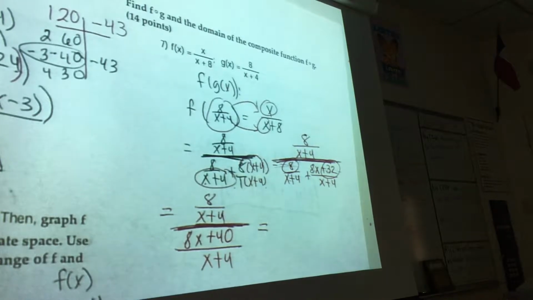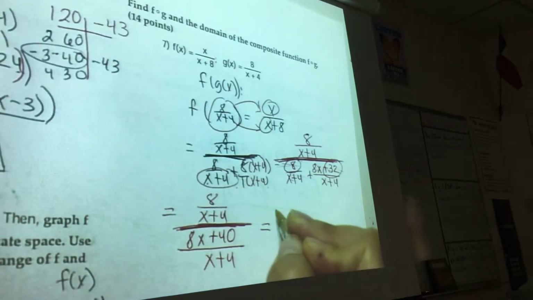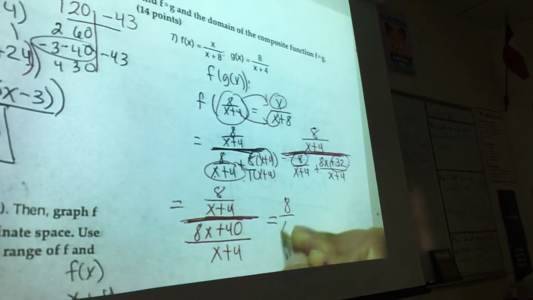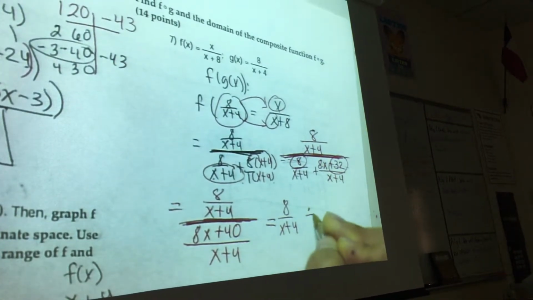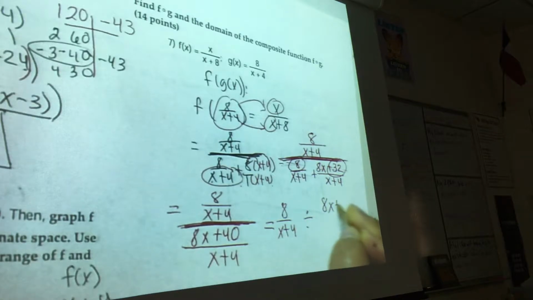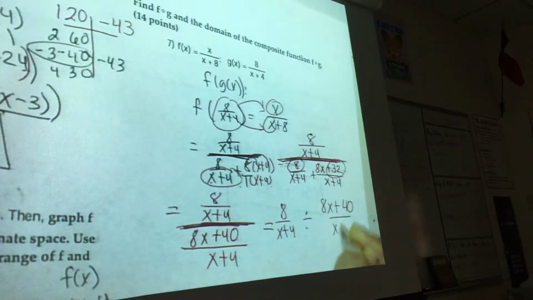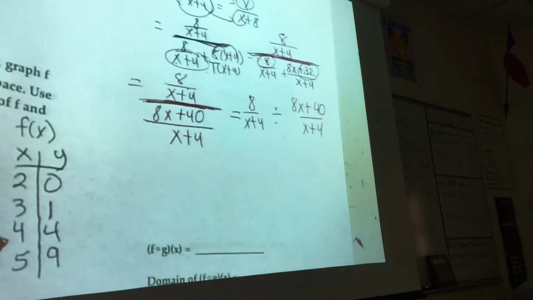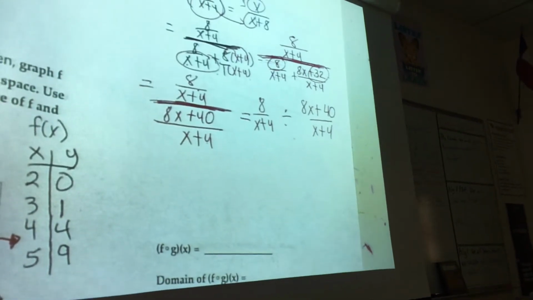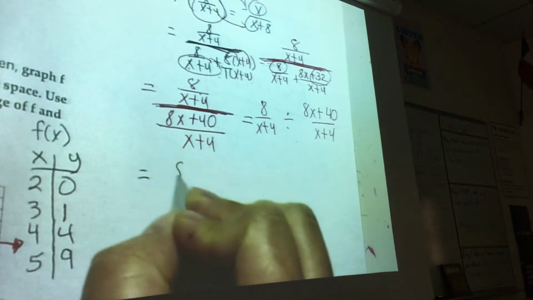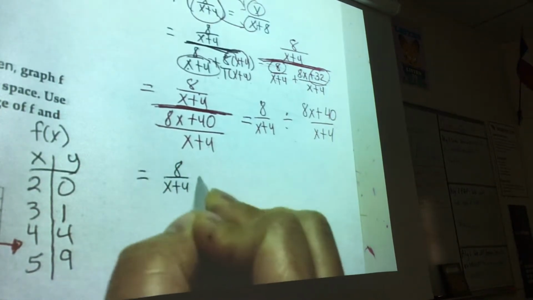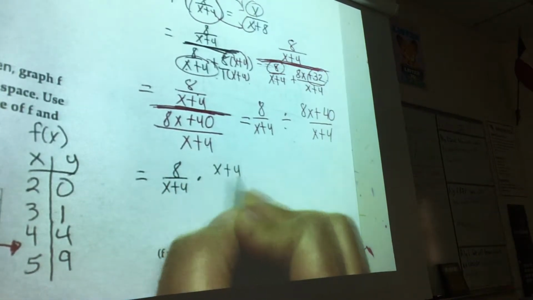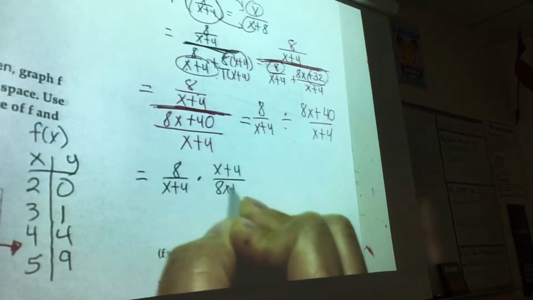Questions right now? So we combine what we can. So I'm going to rewrite it the horizontal way. And this is what I have. So the top divided by the bottom. But we learned that division becomes multiplication by the reciprocal. So this becomes x plus 4 over 8x plus 40.